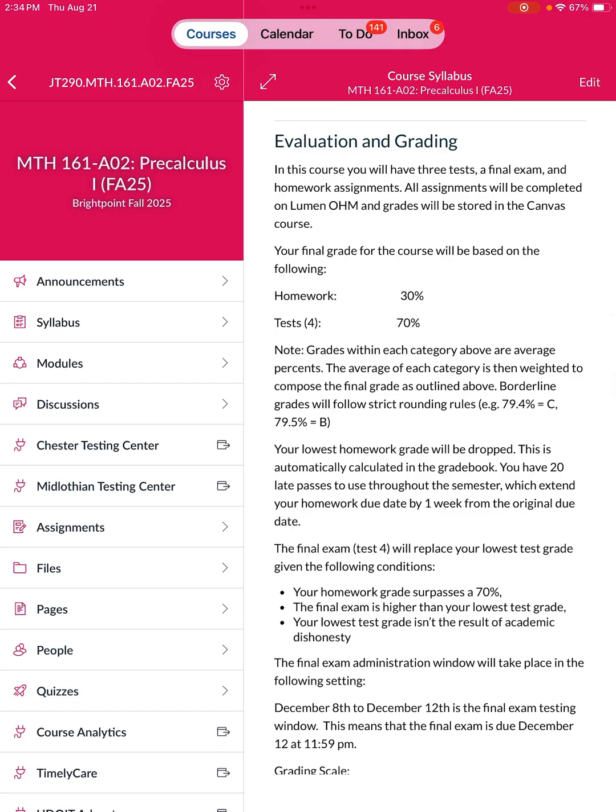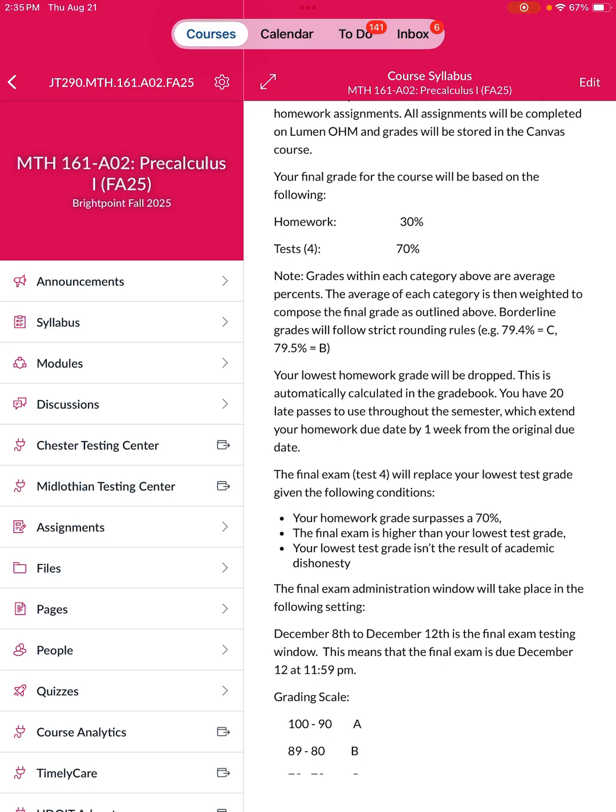There will be 4 tests. The average of the tests is 70% of your grade. There will be 3 unit tests and a final exam. The final exam is cumulative. It does not count more than the other 3 tests unless it is higher than one of your 3 tests. Then it will replace the lower test grade. And your lowest test grade could be a 0 if you missed a test.